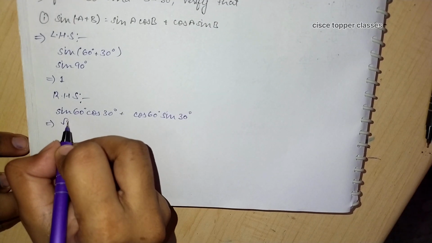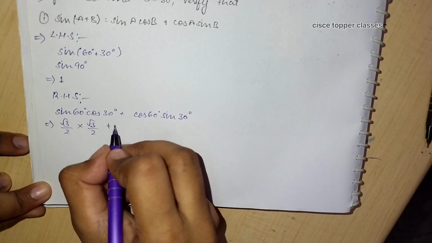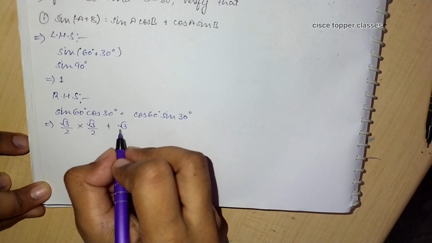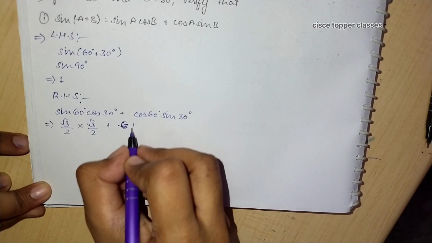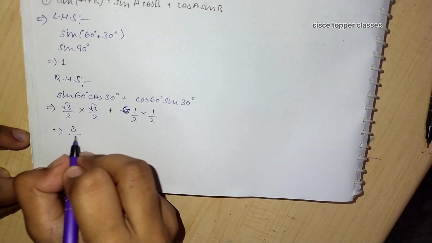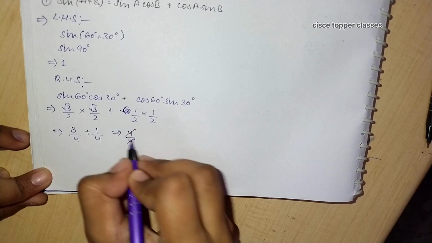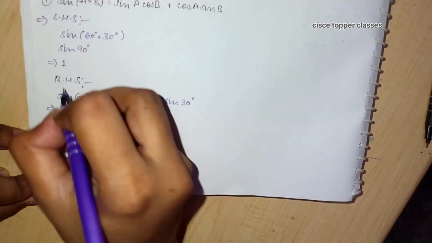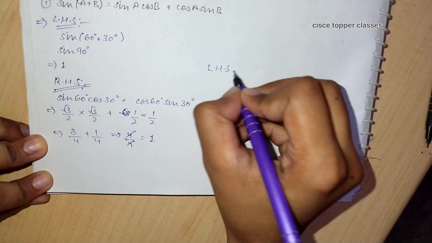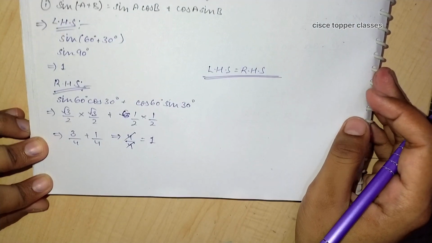Sin 60 degrees will be under root 3 by 2, into cos 30, which will be under root 3 by 2, plus cos 60, which will be 1 by 2, into sin 30, which is 1 by 2. So here we can write 3 by 4 plus 1 by 4, meaning 4 by 4. This is equal to 1. Hence proved that LHS and RHS are equal. LHS is equal to RHS, and this is only what we have to prove in this question, hence verified.